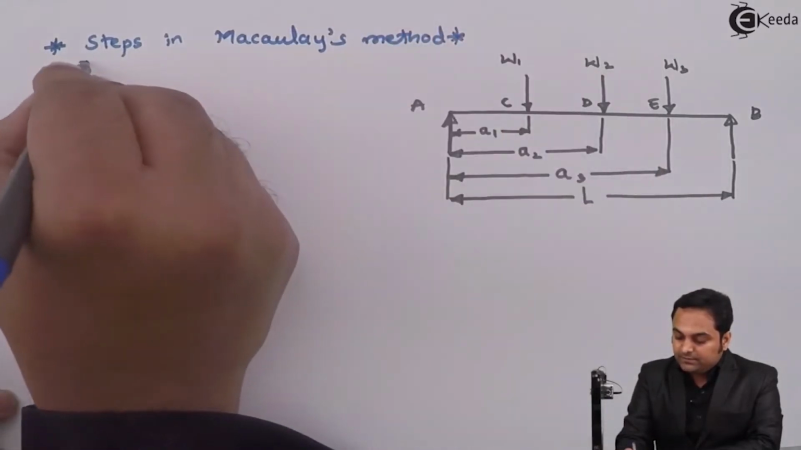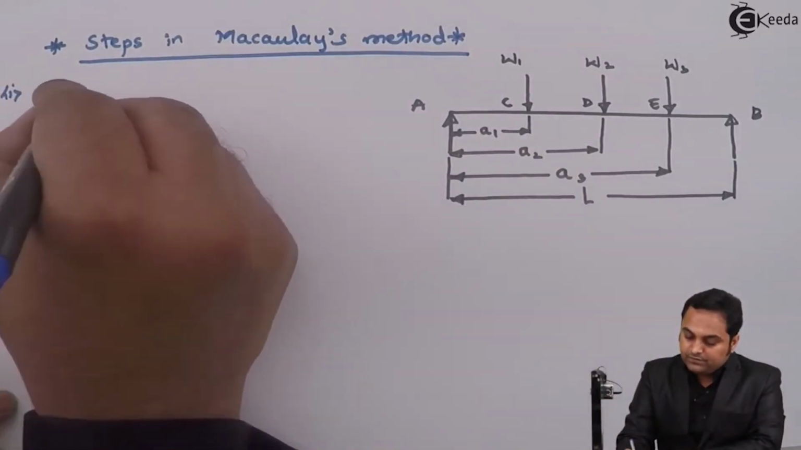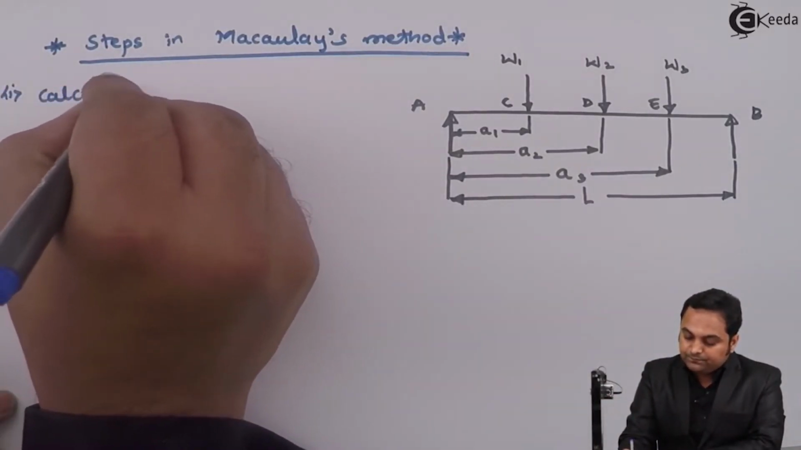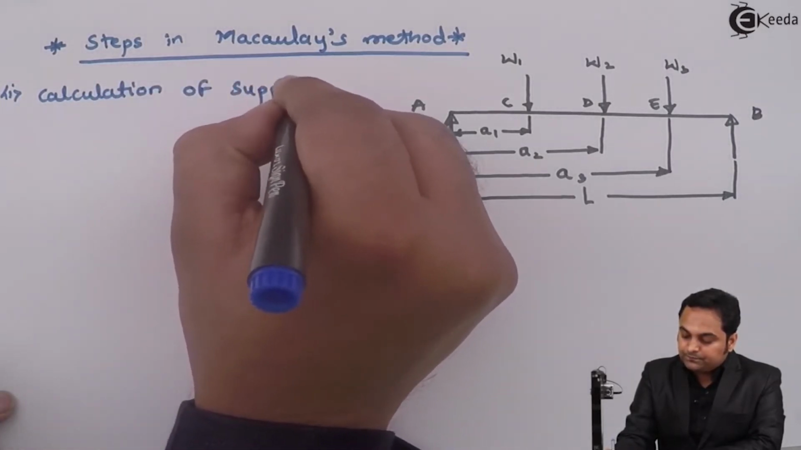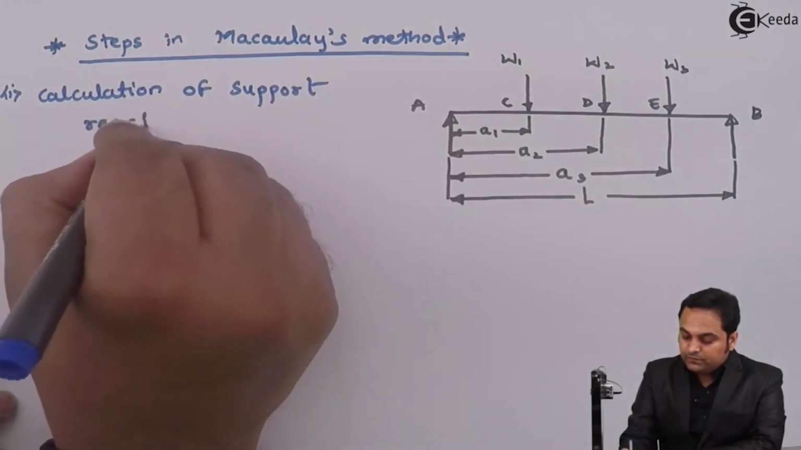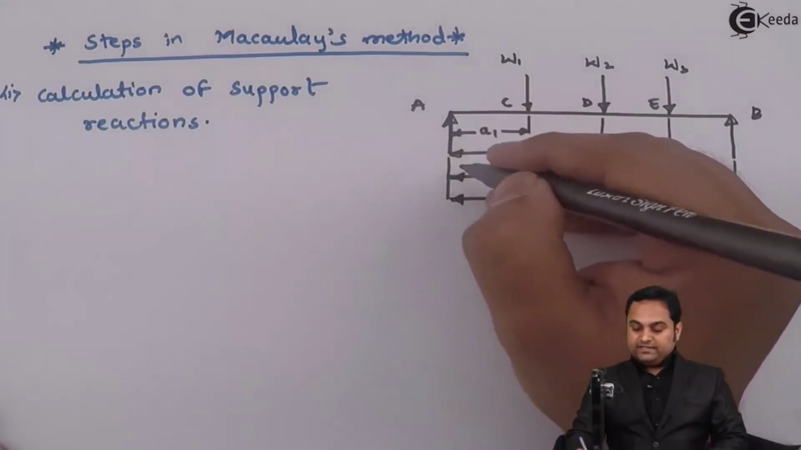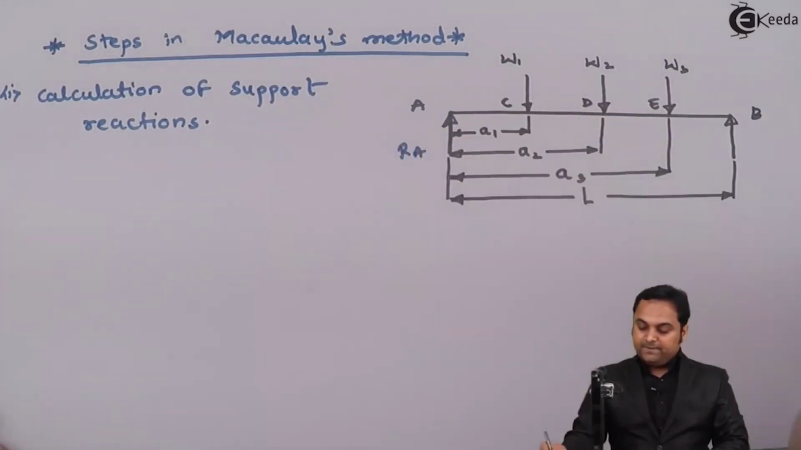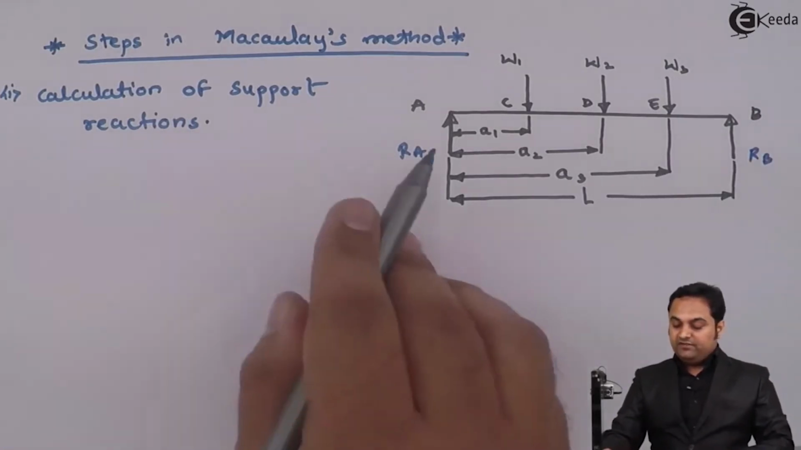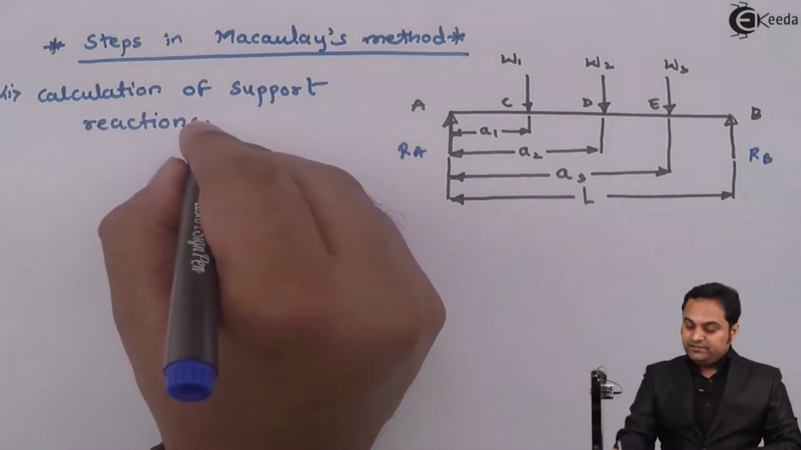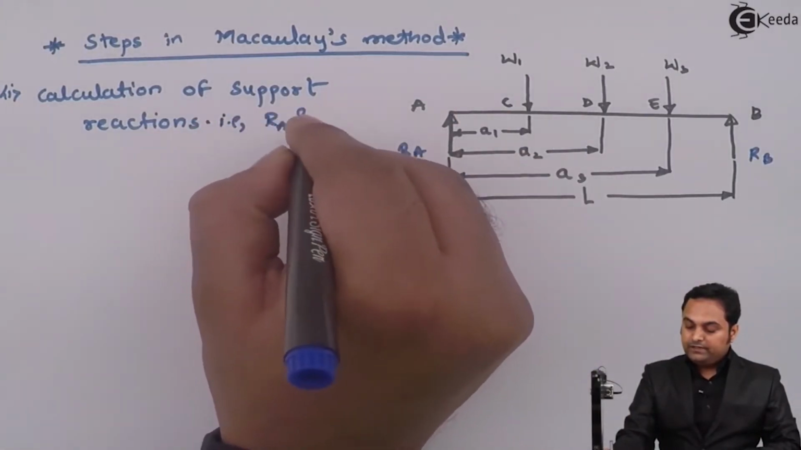And the steps are, first is calculation of support reactions. That is, first we are going to find the support reactions. At A it is RA, at B it is RB. So first we will get the value of support reactions, that is RA and RB.